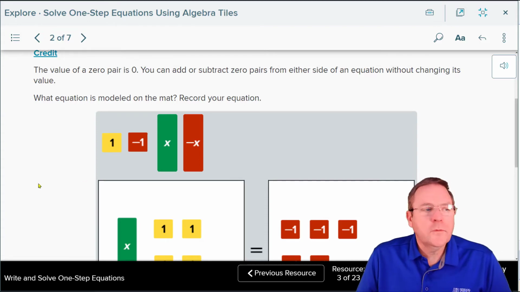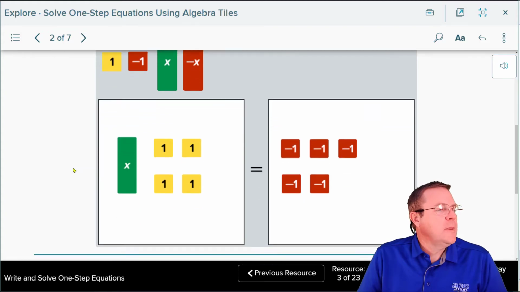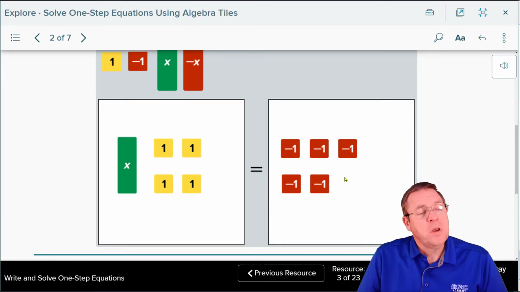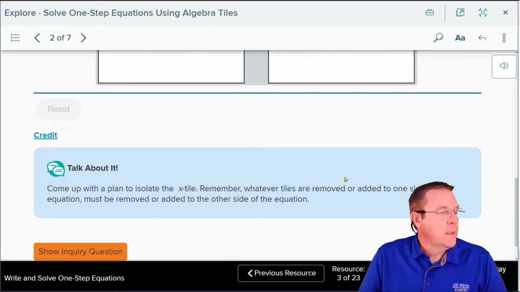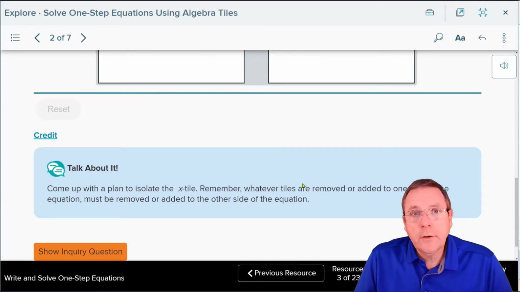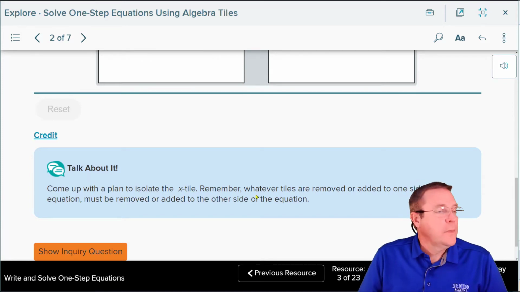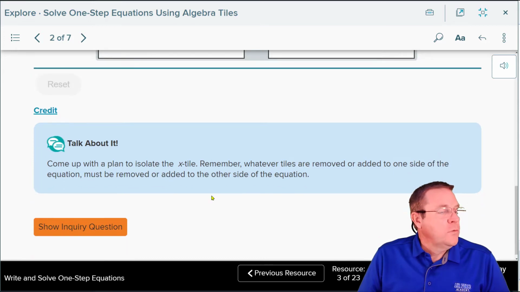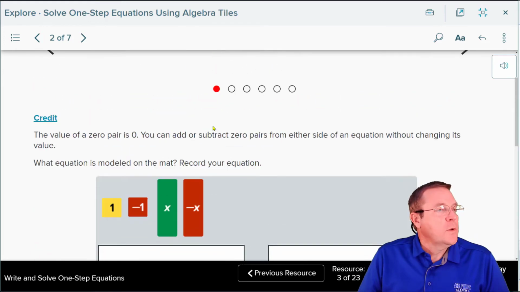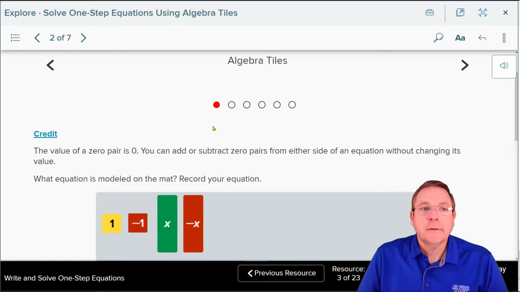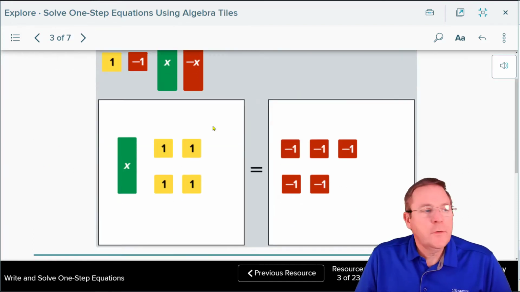Now the textbook wants us to answer what equation is modeled on the mat, and that is x plus 4 is equal to -5. Not hard to figure out at all. Now we need to come up with a plan so that we can isolate the x tile. Remember, the final goal of an equation is to isolate the variable. And if we do something on one side of the equation, we're going to have to do it on the other side. And my plan is very simple.